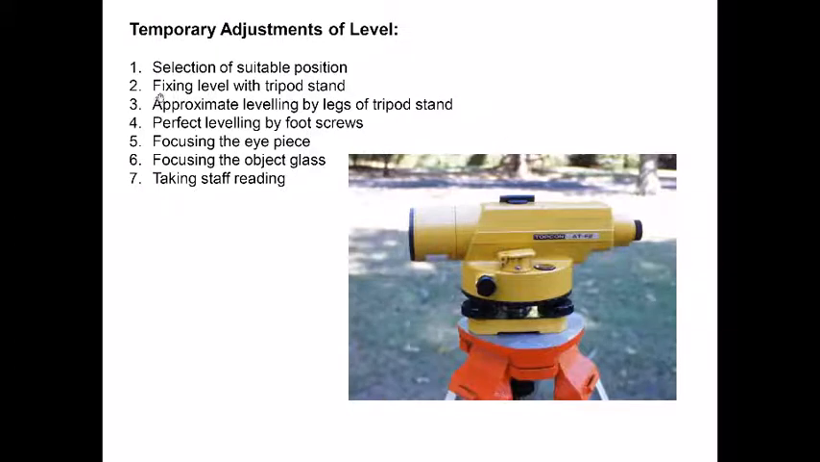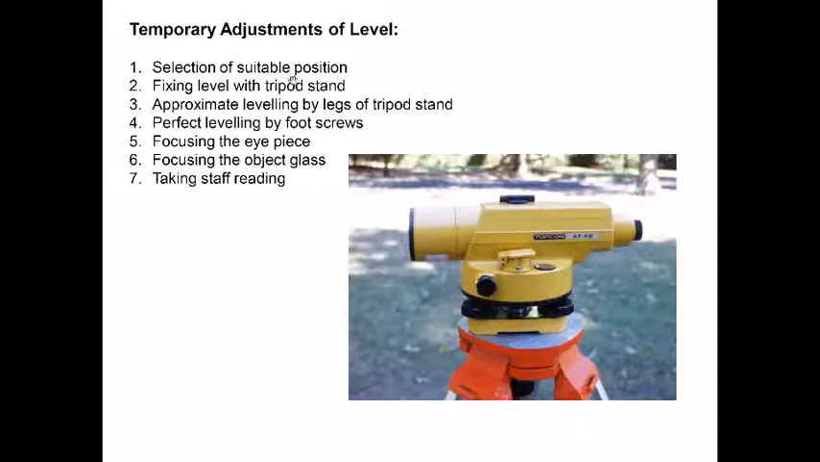So these were the temporary adjustments that we were talking about. Selection of a suitable position from where you can view maximum points. Now remember, the instrument does not have to be placed between the 2 points whose reduced level you want to find out. So there is no centering in auto level. You can place your instrument anywhere. So even if the 2 points that you want to measure are here and here, you can place your instrument over here. So the instrument doesn't have to be between the 2 points.